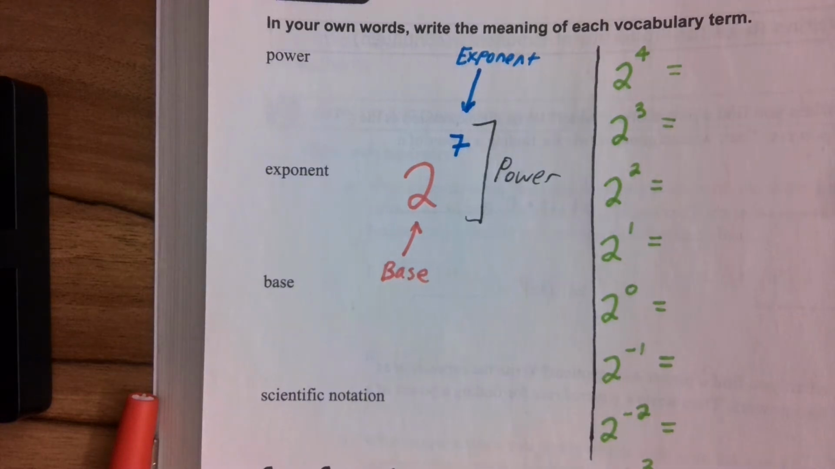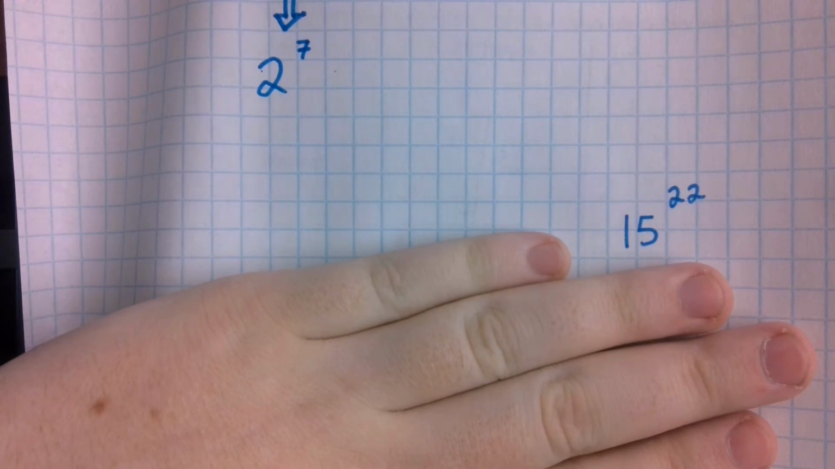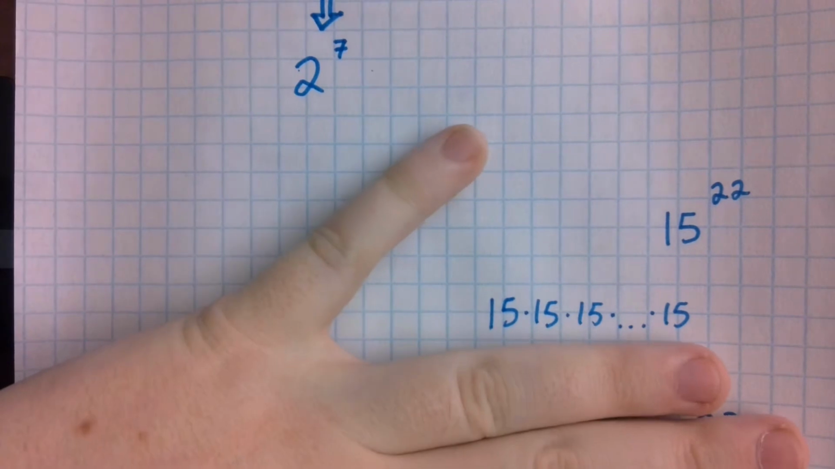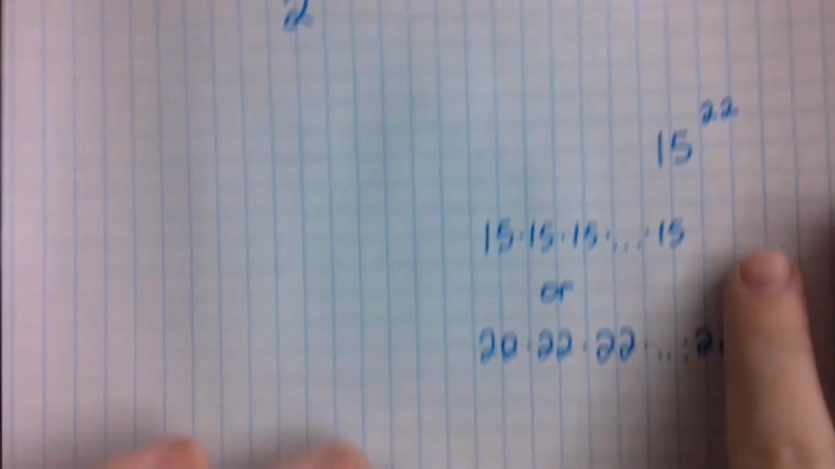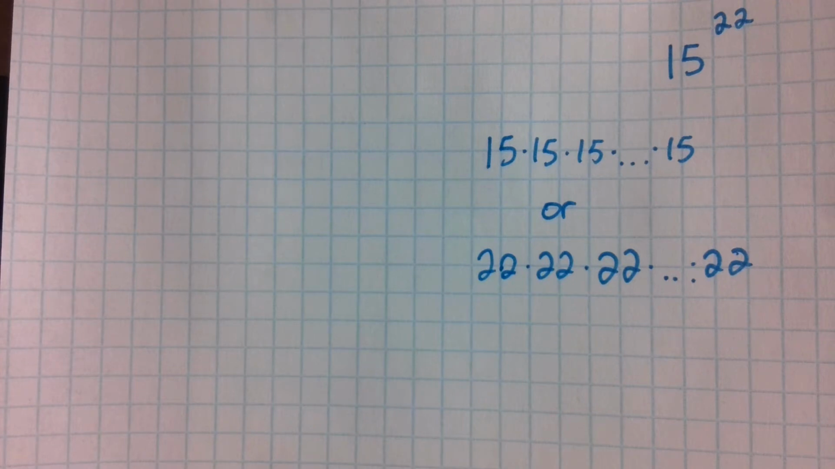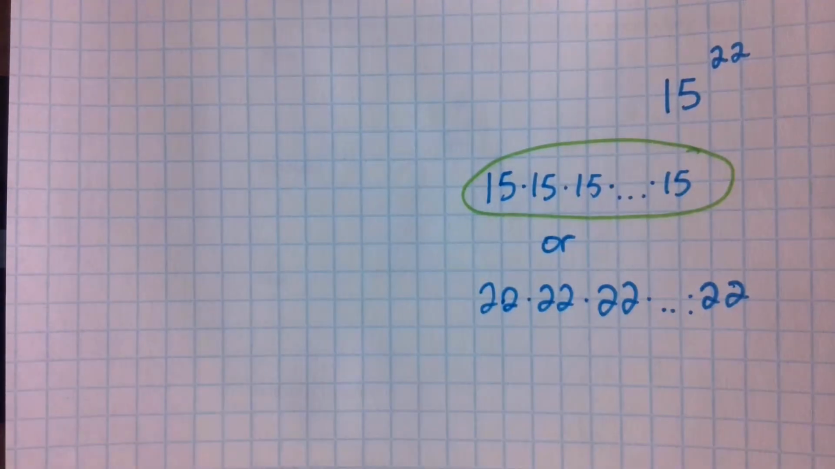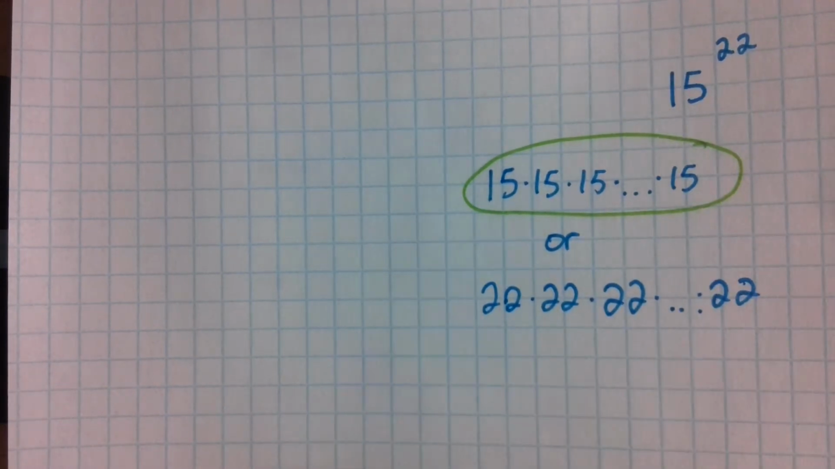So let me ask you a quick question here. Let's say I gave you the power 15 to the 22nd. How do we represent this in multiplication? Would it be 15 times 15 times 15 over and over again, 22 times? Or would it be 22 times 22 times 22 times 22, 15 times? Well, the correct answer would be this one up here. 15 to the 22nd power just means 15, because that's the base, times itself 22 times.